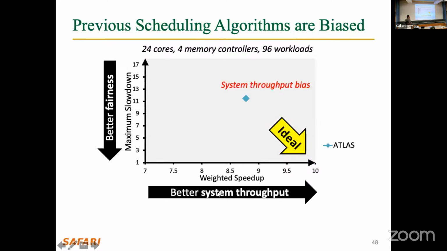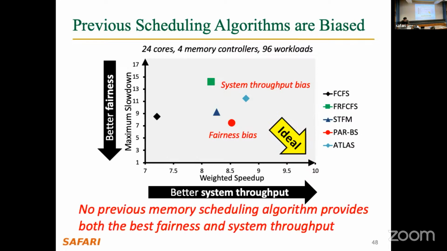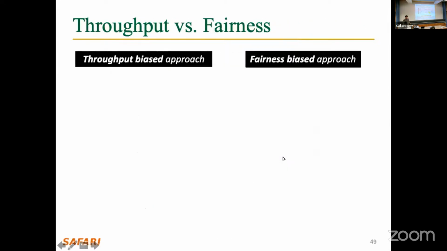This is where Atlas is. It's biased to improve system throughput at the cost of worse fairness. PARBS has lower system throughput, but it prioritizes fairness. STFM lies somewhere around here. And this is the FR-FCFS scheduling technique that's not considering any quality of service requirements. And this is FCFS. So we say that no previous memory scheduling algorithm provides both the best fairness and system throughput, and we're trying to get to this ideal point here.